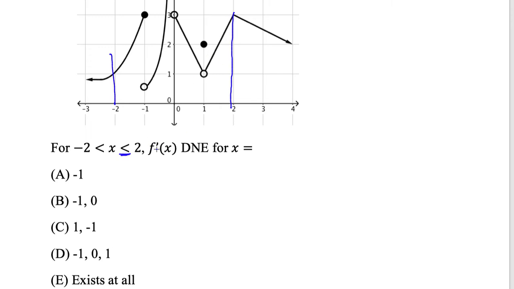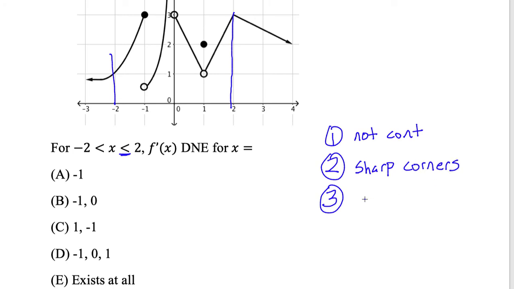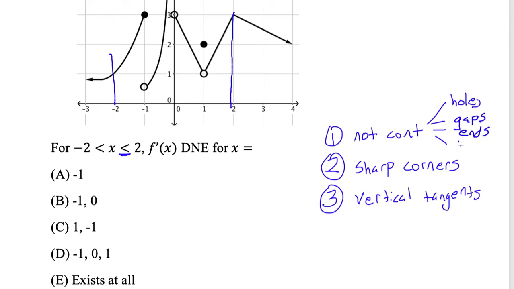So where do you have f prime DNE in general? There's 3 things: 1, 2, 3. You have to have these memorized. Where does f prime DNE? That's right, where it's not continuous, at sharp corners, and finally, vertical tangents. And what are the 4 things that will make it not continuous? 1, 2, 3, 4. Holes, gaps, I can't spell gaps, ends, and VAs. All of these things need to be memorized.